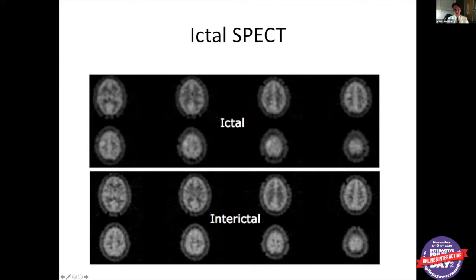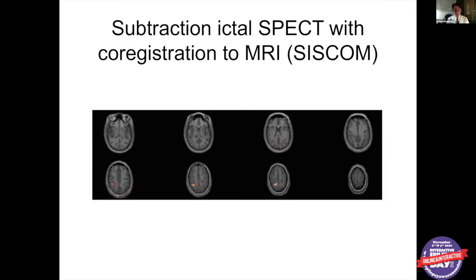So someone came up with the bright idea of saying, you know what you should do is subtract. Take the scan when they're not having a seizure, subtract it from the one when they're having a seizure, and whatever's left over is related to the seizure. And then even better, put it on their MRI. And that's what this is. It's called Subtraction Ictal SPECT with co-registration to MRI. And that is a big improvement.